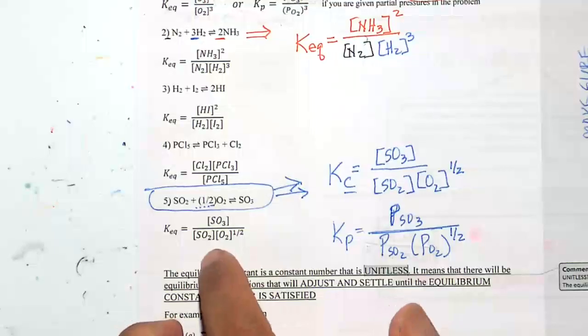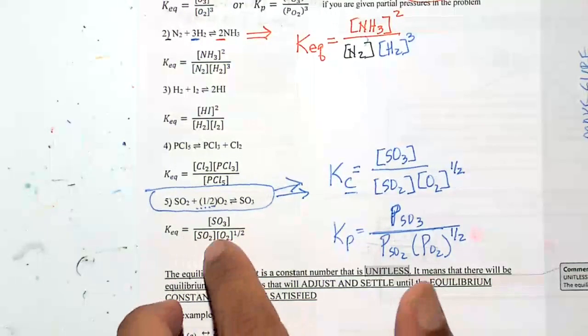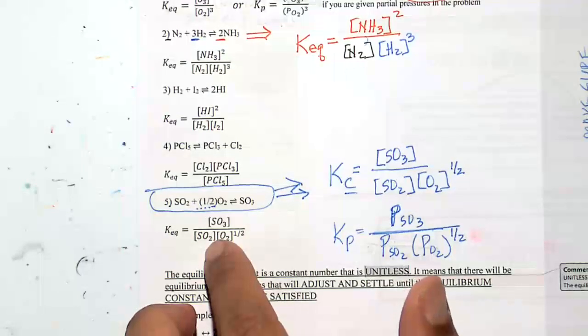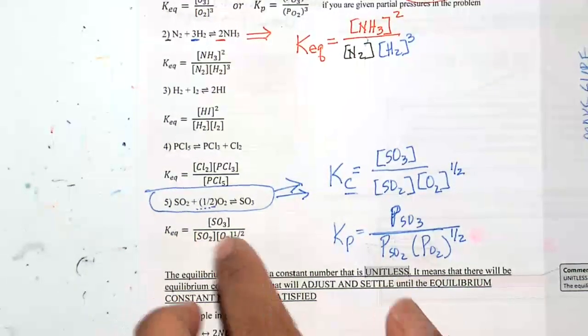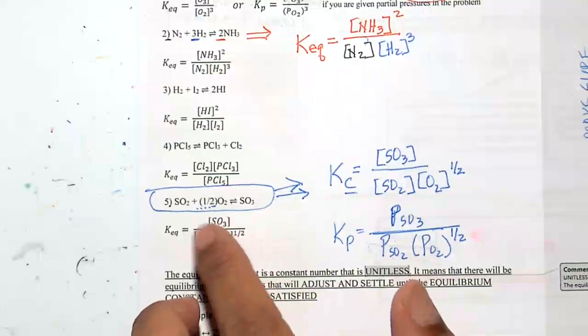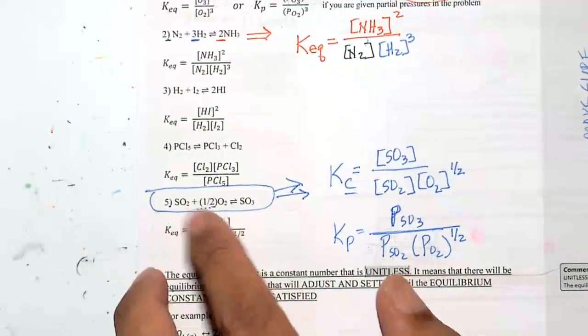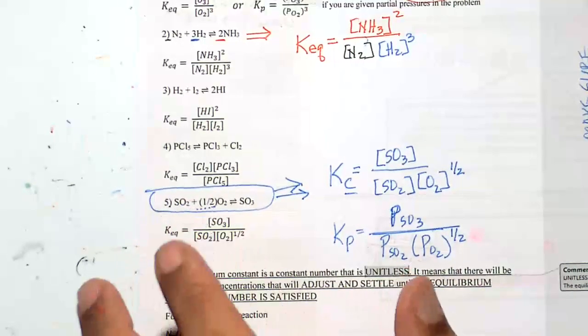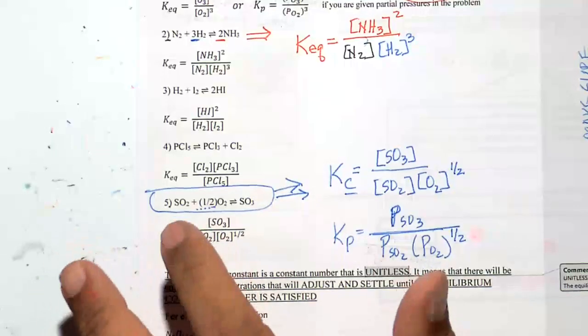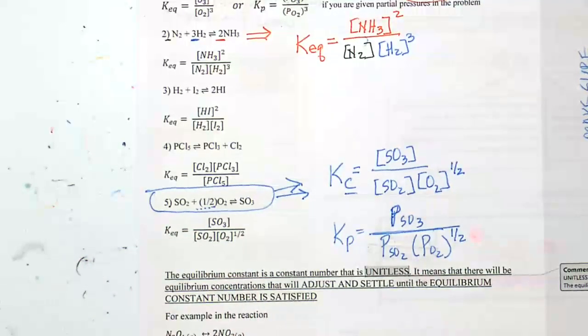Right, the mistake I see here is that people put solids or liquids inside here. Are we going to put solids and liquids in here? No. Okay, do these have units? Does K have units? The answer is no. No units, no solids and liquids. And it's products over reactants. That's how it is.